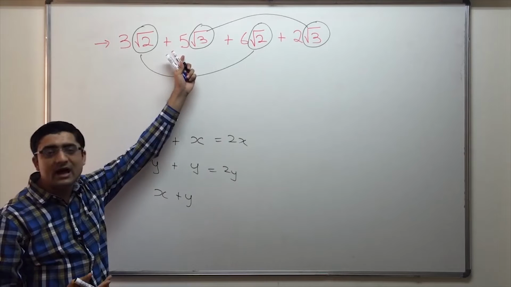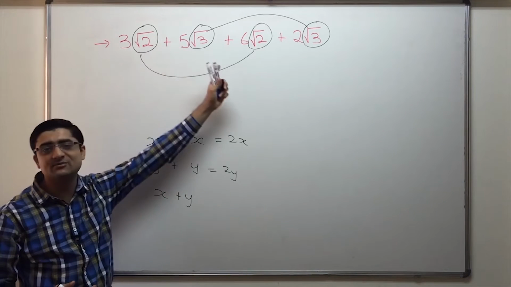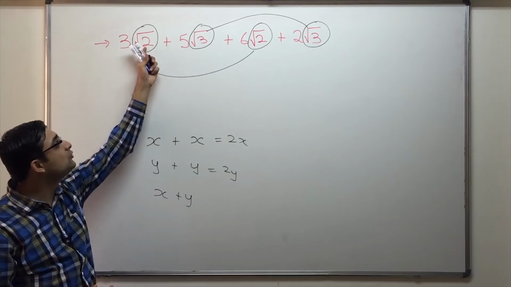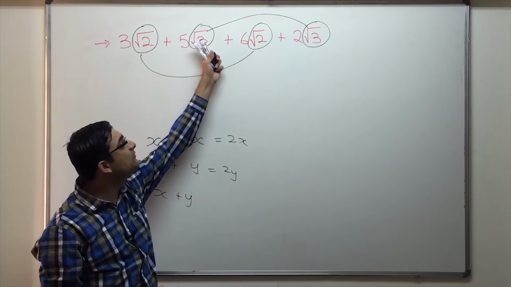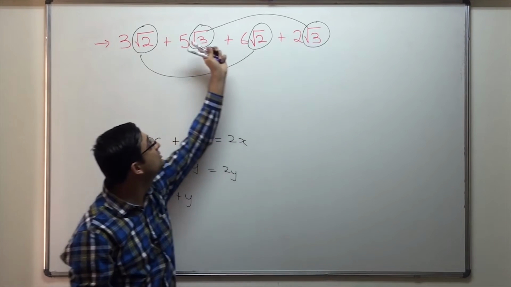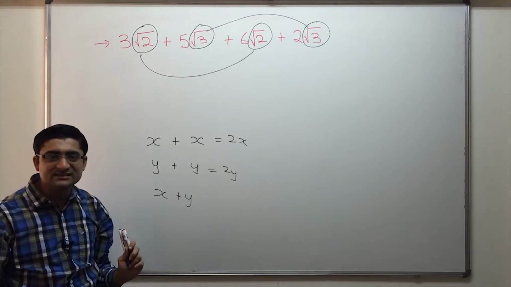So whenever you want to add irrational numbers, you can only add those irrational numbers which have the same square root part. So here we have root 2, here we have root 2. So we can add these two numbers. Similarly, here we have root 3, here we have root 3. So we can add these two numbers. So let me rub this off and let me simplify this.